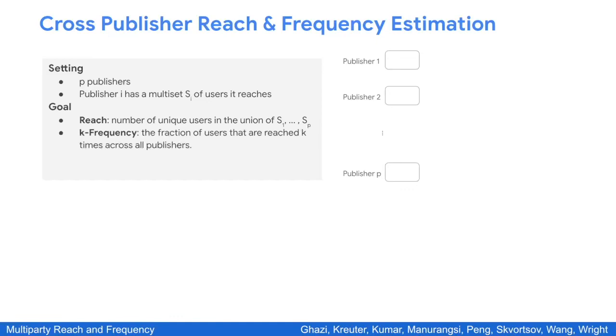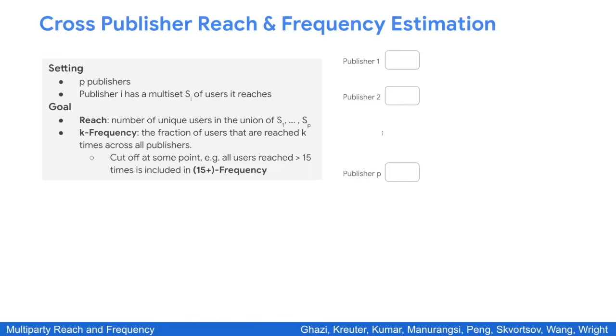Furthermore, we would like to compute the so-called frequency histogram, where the k-th entry of this histogram, which we call k frequency for short, is the fraction of users that are reached k times across all publishers. For convenience, we typically cut off the frequency histogram at some number, like 10 or 15, and then group all the k greater than 10 or k greater than 15 together into a single bucket.